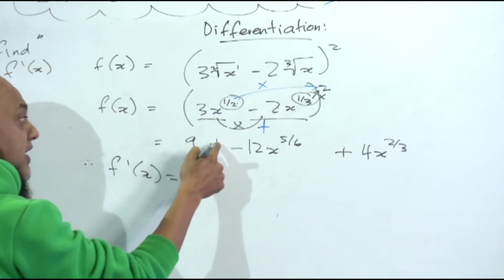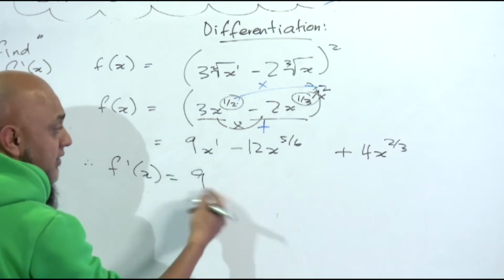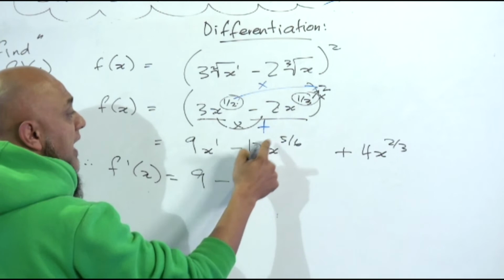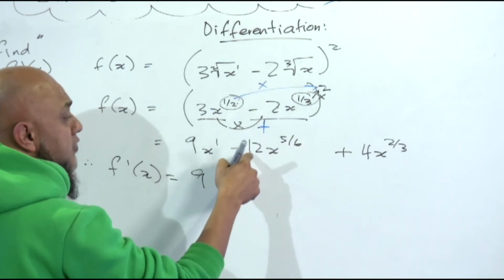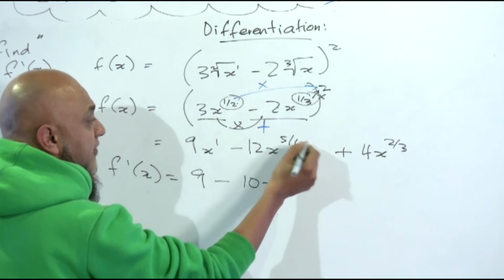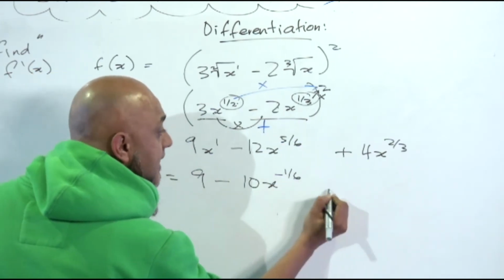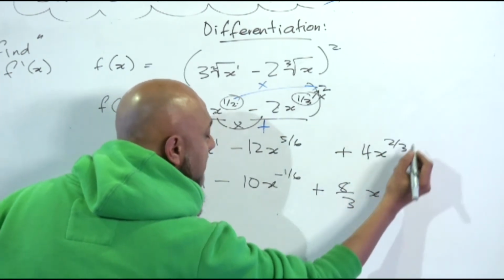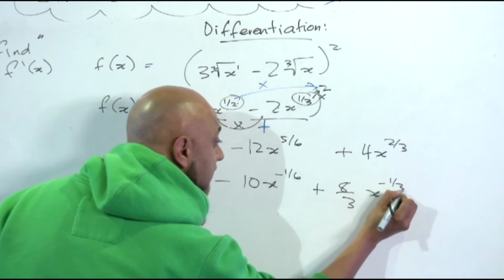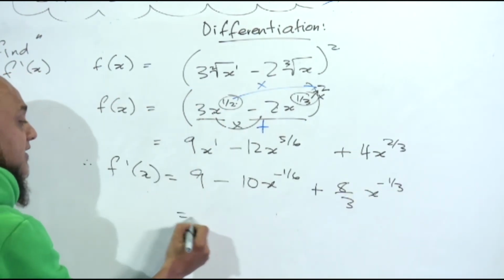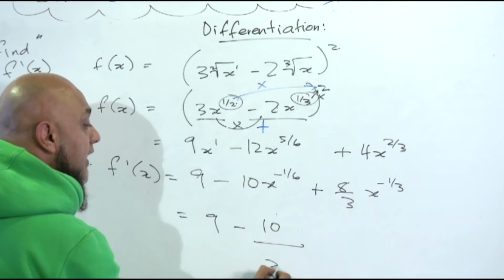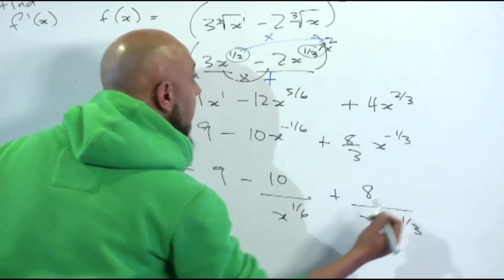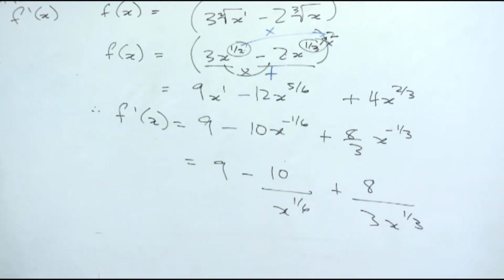Now we find the derivative. So 1 times 9 is 9, x to the power 0, that will fall away. Positive times negative is negative. 12 times 5 over 6, 6 into 6, 1, 6 into 12, 2 times 5 is 10, x to the power 5 over 6 minus 1 is minus 1 over 6. Plus 2 times 4 is 8 over 3, x to the power 2 over 3 minus 1 is minus a third. Can that be my final answer? No, it can't. That's going to be 9 minus 10 over x to the power 1 over 6 plus 8 over 3 x to the power a third. Boys and girls, you will now get 6 marks for that.